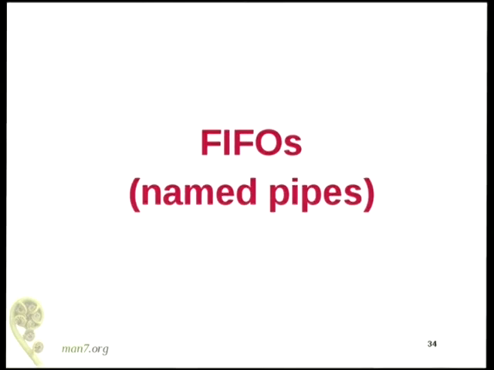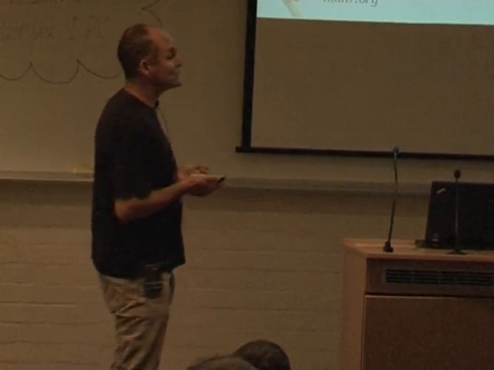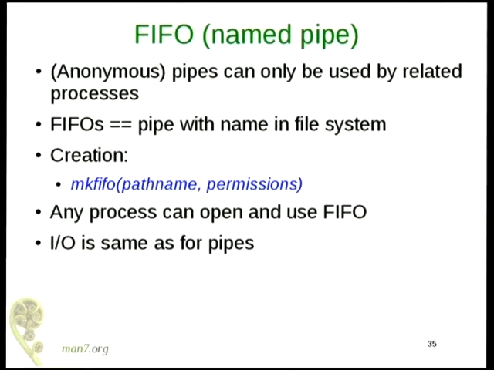Pipes are nice. They can only be used between related processes. So one of the other inter-process communication mechanisms that came along soon afterwards was named pipes. A named pipe is just like a pipe, with the difference that it exists as a file in the file system. You create it using the mkfifo function, and then having done that, you can then open the named pipe and read and write just as with a normal pipe, and exactly the same rules apply.